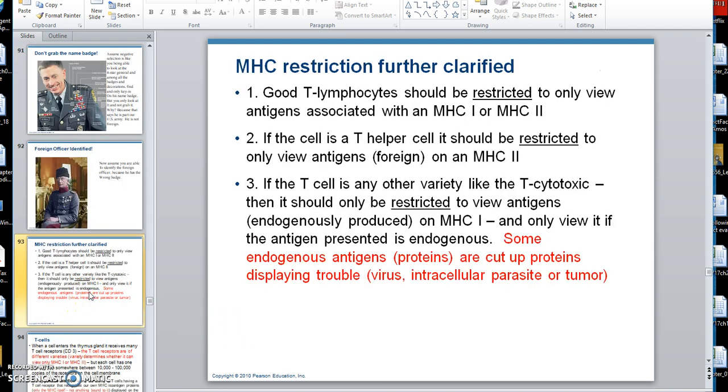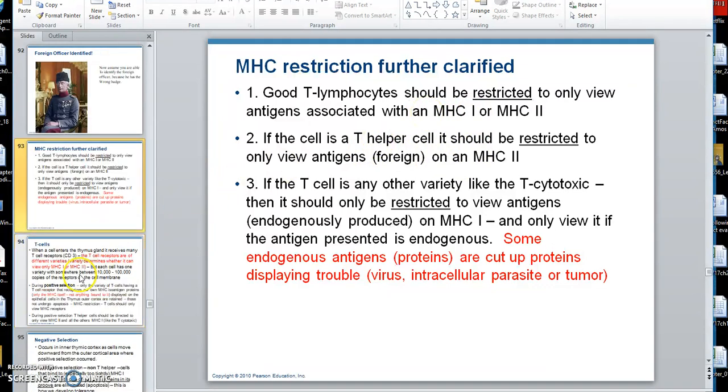So the MHC restriction, I further clarify: good T lymphocytes would be restricted to only view antigens associated with an MHC1 or MHC2. Remember, the MHCs are you. The major histocompatibility complex identifies you. You've got MHC1, MHC2. If you're a T helper cell, you should only view MHC2s. If you're a T cytotoxic or any of the others, you should view MHC1s. So a T helper cell should view 2, cytotoxic should view 1. But that's the restriction process.